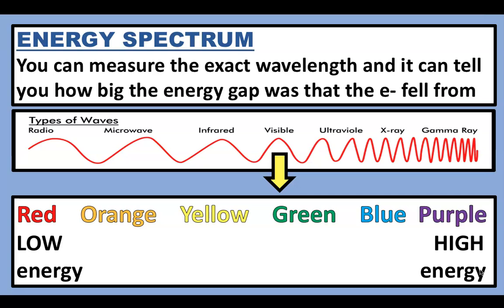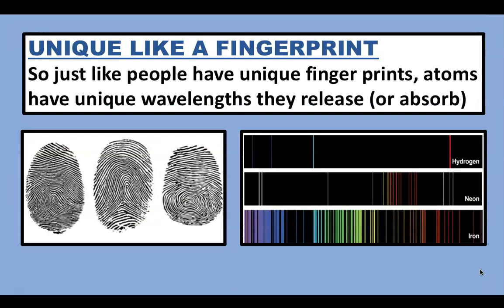So the energy spectrum, we can measure the exact wavelength and it can tell you how big the energy gap was the electron fell from. So based on the amount of energy within the visible range, here again our Roy G. Biv, red is of low energy, the V, violet or purple, is high energy, again within the visible light spectrum. We're not worried about outside the visible light spectrum, only within it that we can actually see with our eyes.